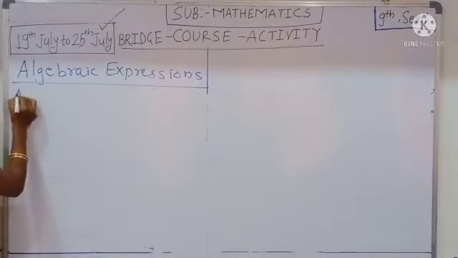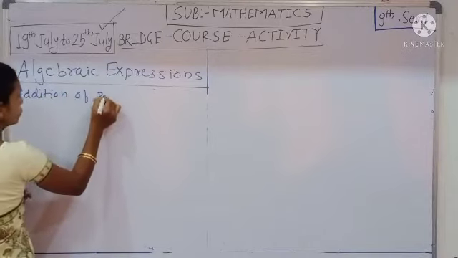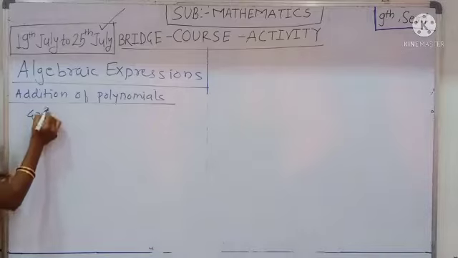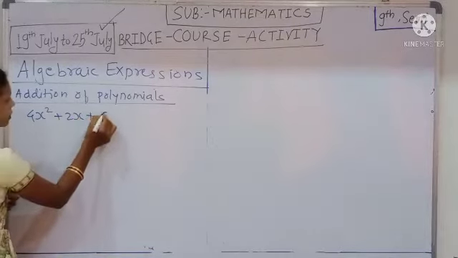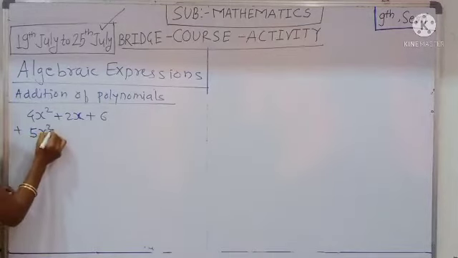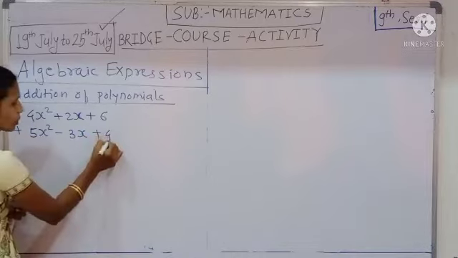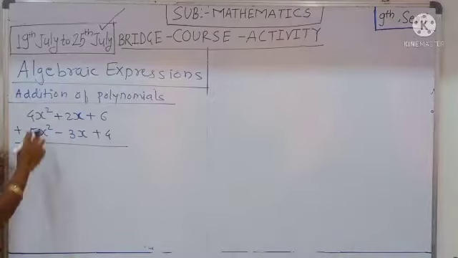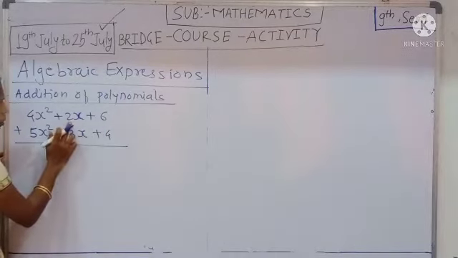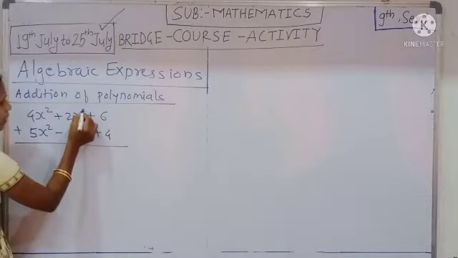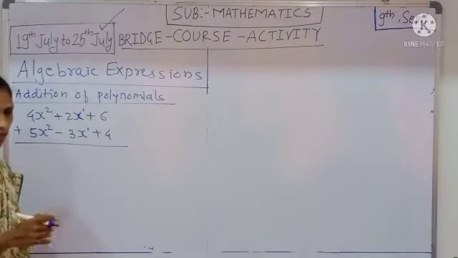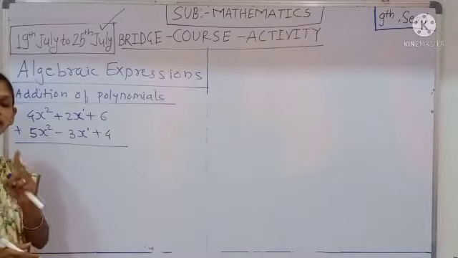For example, addition of polynomials. Take 5x square plus 2x plus 6. Then we have to add another polynomial to it, that is 5x square minus 3x plus 4. Plus 6 and plus 4 are like terms because these are constant terms. Here 2x and 3x are like terms because the degree of those variables is 1. When the degree of the given terms in the polynomial is the same, then these are like terms. Then we can add only like terms or subtract only like terms.